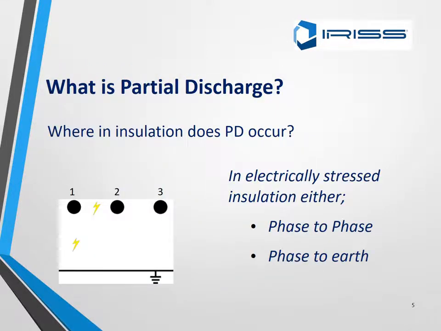Where does PD happen? Well, PD can occur either phase to phase or phase to earth. In fact, anywhere we can find an electrically stressed insulation due to a defect. And what we're listening for is what we call in the trade corona.